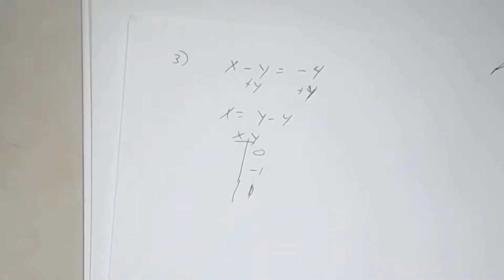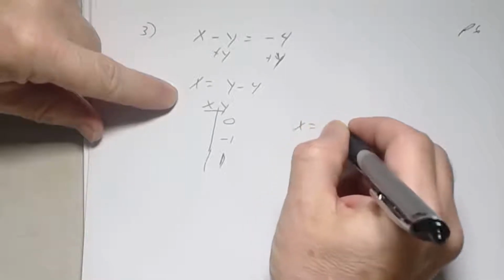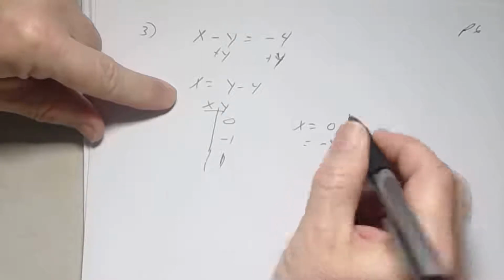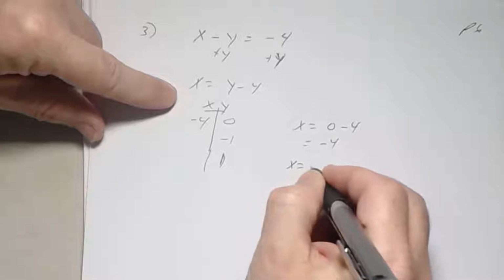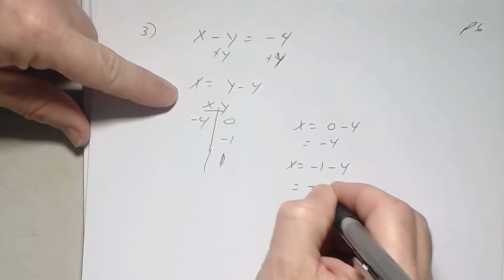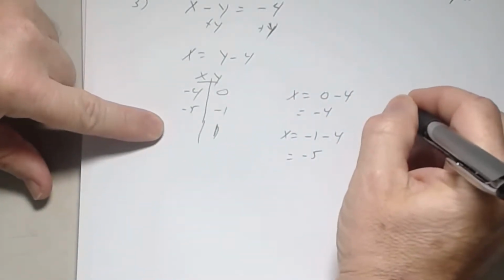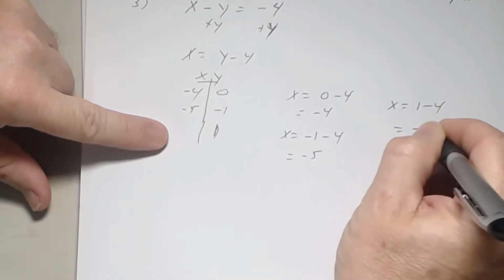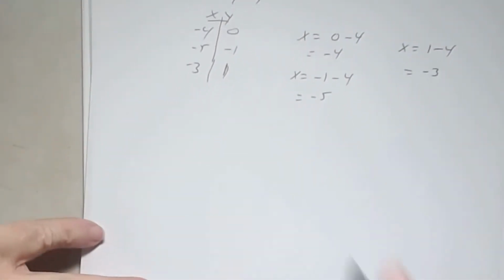Okay, so if y is 0, I get x equals 0 minus 4, which is what? So there's your x coordinate. If y is negative 1, I get x equal negative 1 minus 4. Use your calculator if you need to. What's negative 1 subtract 4? Negative 5. And if y is positive 1, I get x equal 1 minus 4, which is negative 3. All right, and then you plot those 3 points.